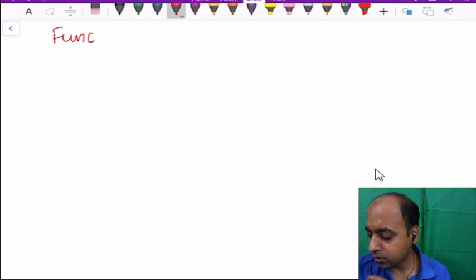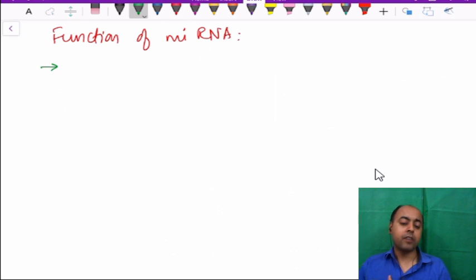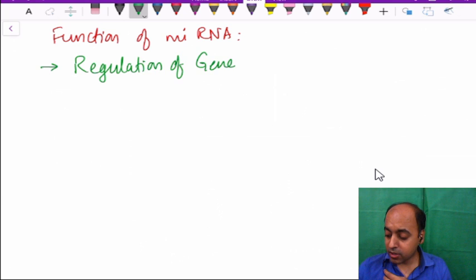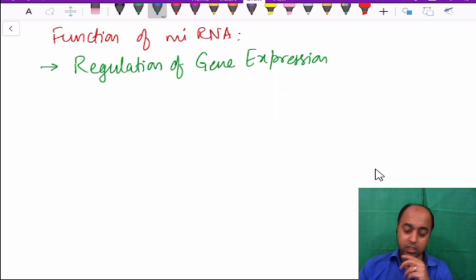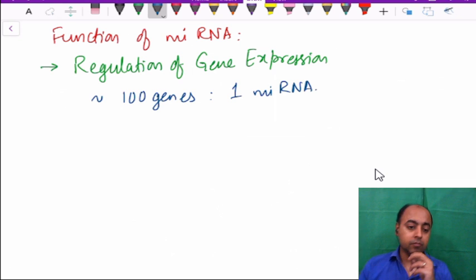Now we are talking about the function of microRNA. The primary function of microRNA is regulation of gene expression. This regulation is so efficient. Up to 100 genes can be regulated by one single microRNA.